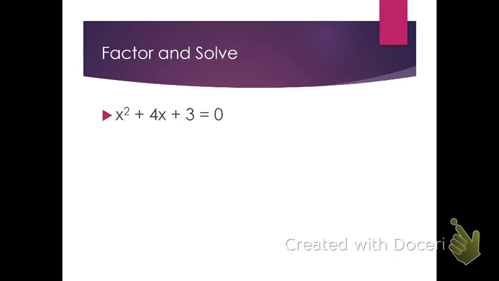So I've got x squared plus 4x plus 3 equals 0. It's already in standard form. That step is done for me. The next step is to factor the left-hand side.